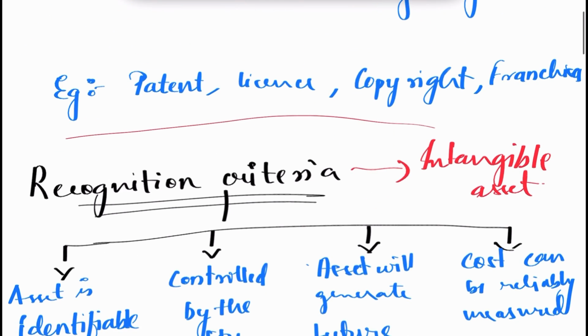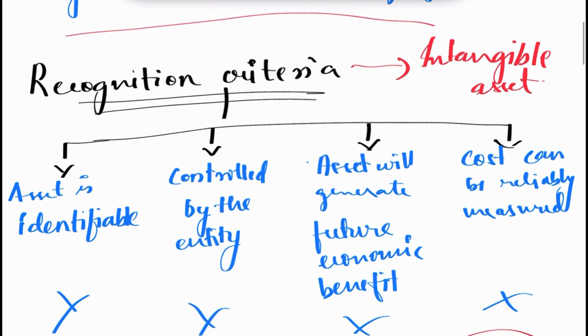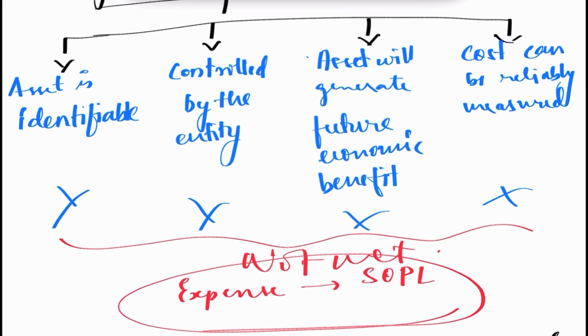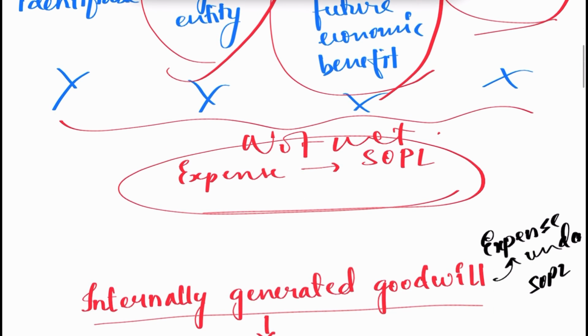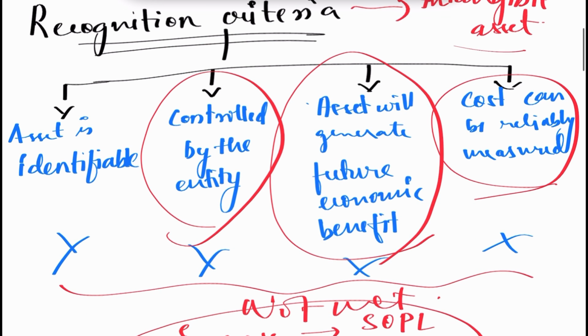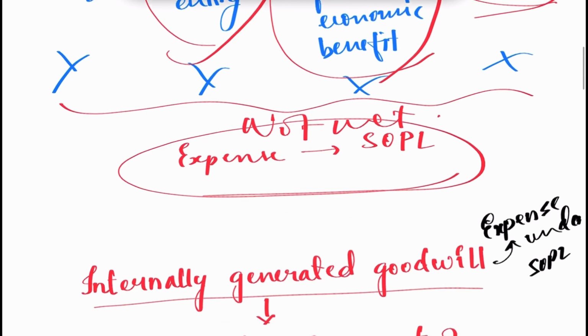Examples are patent, license, copyright, franchise, then goodwill. Recognition criteria: intangible assets should be recognized when these criteria are met. When the asset is identifiable, when it is controlled by the entity, when the asset generates future economic benefit, and cost can be reliably measured. If these criteria are not met, then it will be shown as an expense under the statement of profit and loss. If these criteria are met, then it will be shown as an intangible asset.